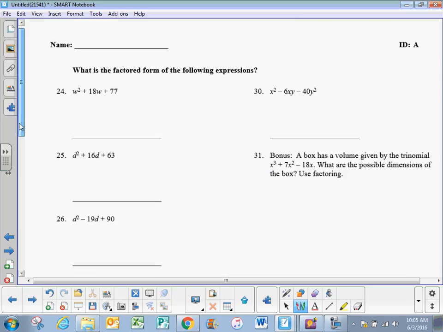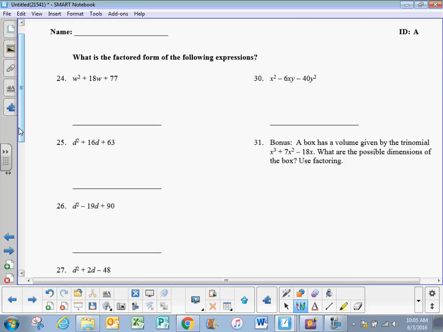All right, almost there. What multiplies to be 77 and adds to be 11? 7 and 11. Okay, 7 and 11.